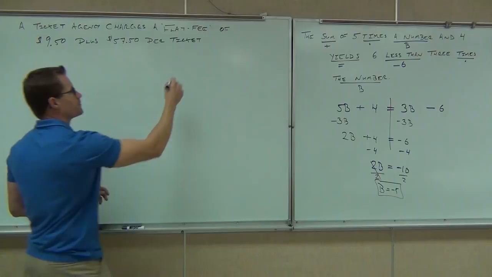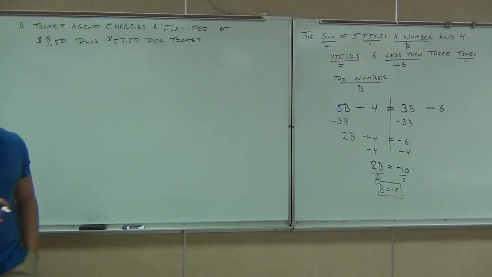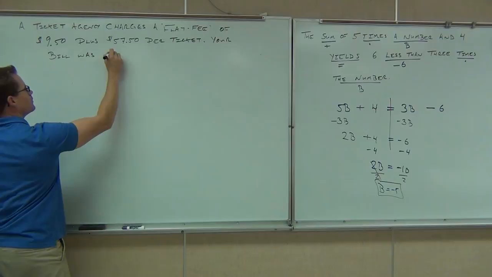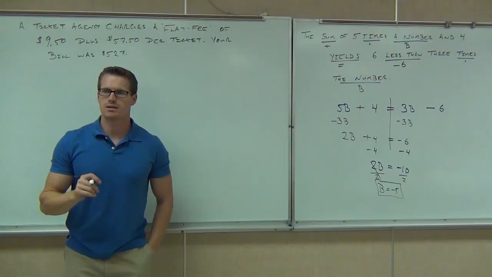Your bill was $527. What we want to know is how many tickets did you buy? Say you forgot. We don't know. How many tickets did you buy?